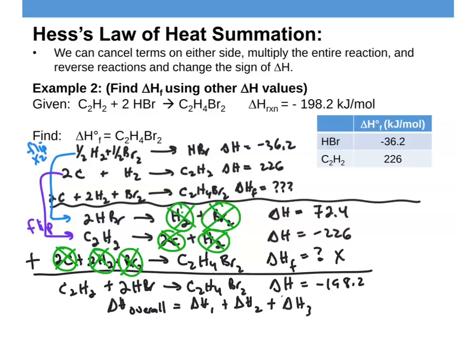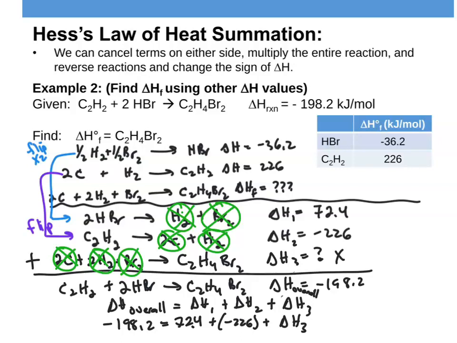So we can even think of these as being H1, H2, H3, right? We're going to add up those 3 to get the overall. And I can just put all of those numbers in, right? So negative 198.2 is going to equal 72.4 plus negative 226 plus, we don't know, right? We don't know what this other one is.